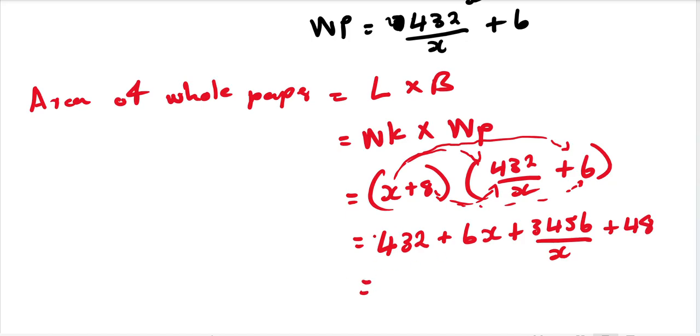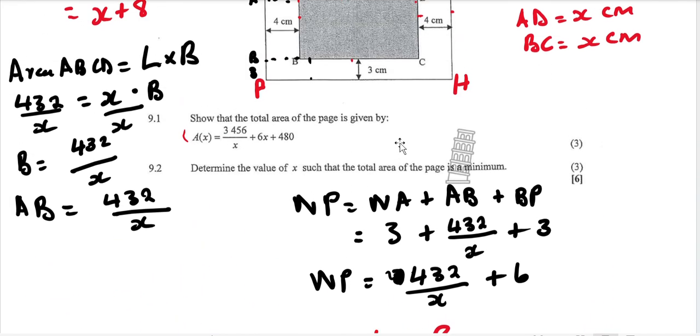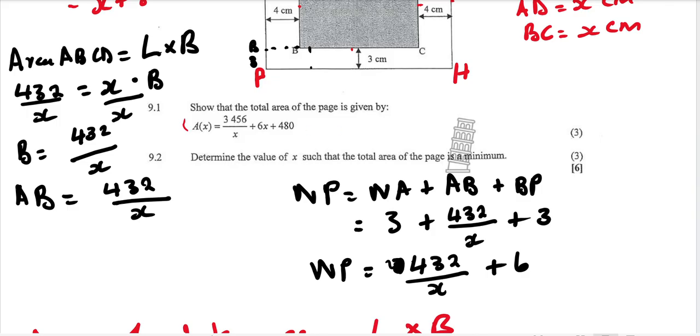Let's collect the like terms and see whether we find the correct answer. We're going to start with 3456 all over x plus 6x plus 432 plus 48. 432 plus 48, we got 480. Plus 480. This is our answer. Let's compare it with the one that they gave us and see whether it is the same. Yeah, it is the same.